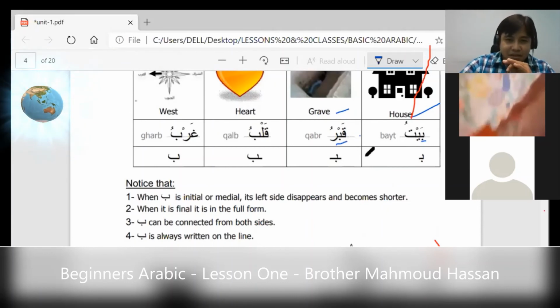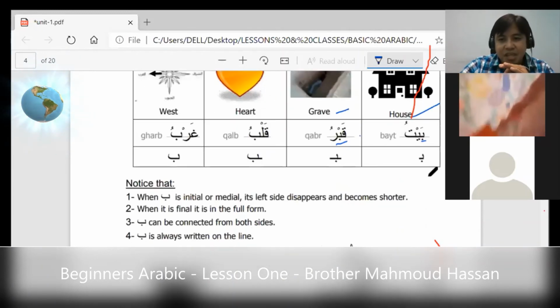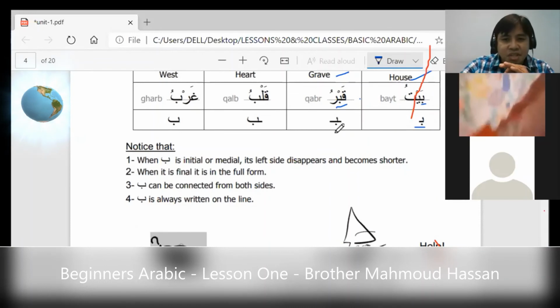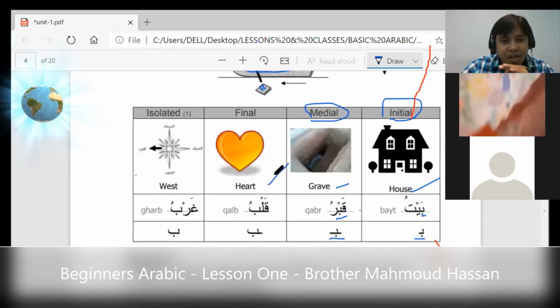Okay, in the middle. If it is in the initial position, you can see the shape of ba is like this. And when you see it in the middle, the shape of ba is like this. And heart in Arabic is qalb, and the ba is at the end.